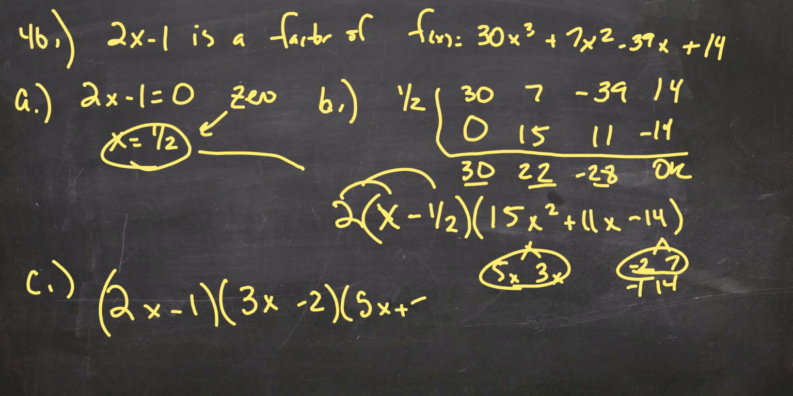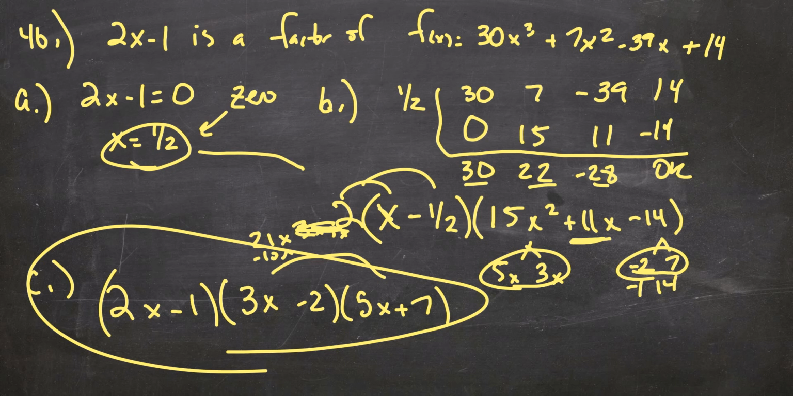I'm going to check the outside. I'm going to get 35x, or 21x. And the inside is going to be minus 10x, which is 11x, which is what I want. So that's my factored form. And that's it for C.